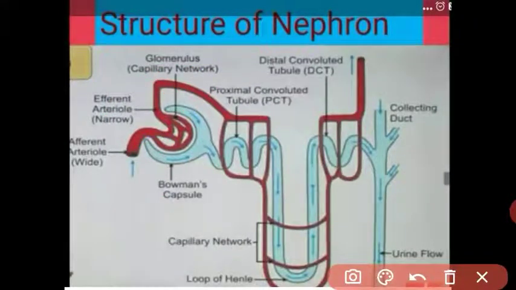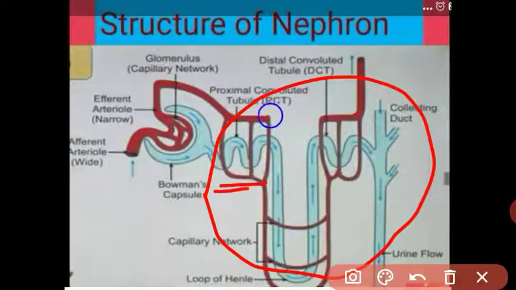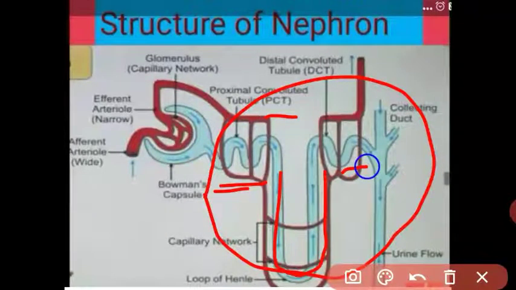Is that clear? And these are the tubular parts of the nephron. This part is called the PCT, the proximal convoluted tubule. This part is the loop of Henle, and this part is the DCT and collecting duct. These are the four main parts of the nephron.